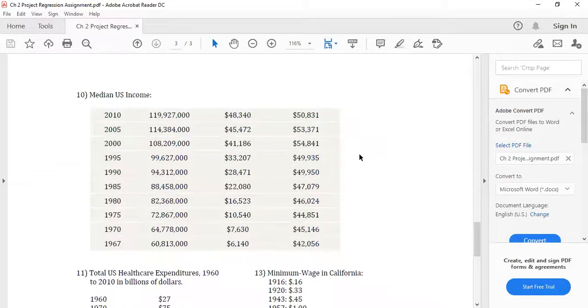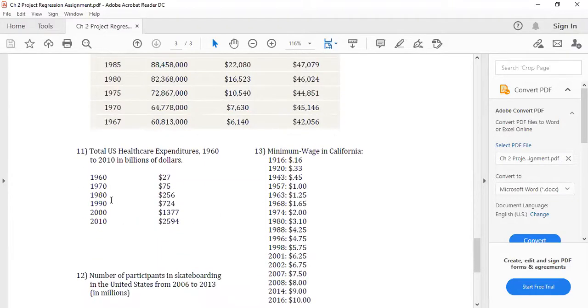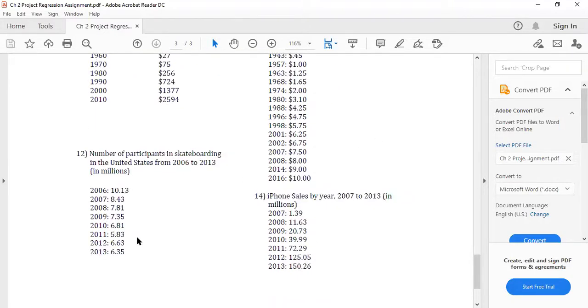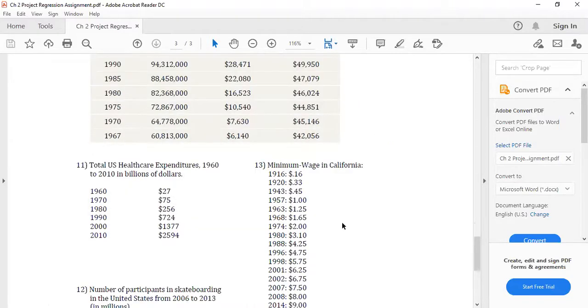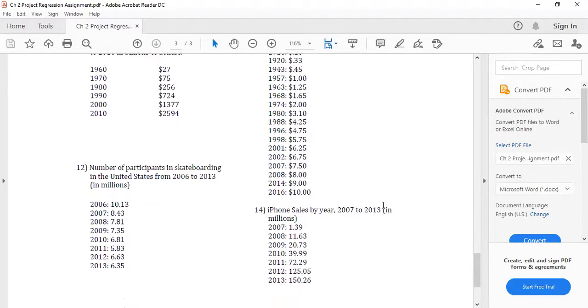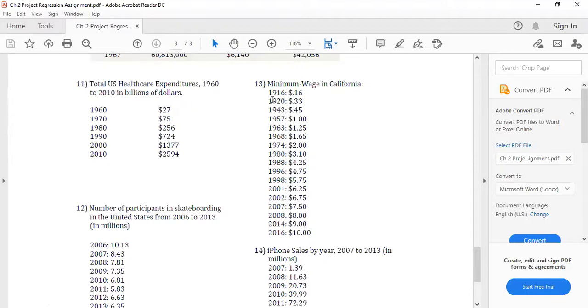So we have a lot of different stuff. Number 10, the median US income. Number 11, total US healthcare expenditures, 1960 to 2010 in billions of dollars. Number 12, number of participants in skateboarding in the United States from 2006 to 2013. Number 13, minimum wage in California. And we can see that spans 100 years, so 1916 to 2016. That spans 100 years there.